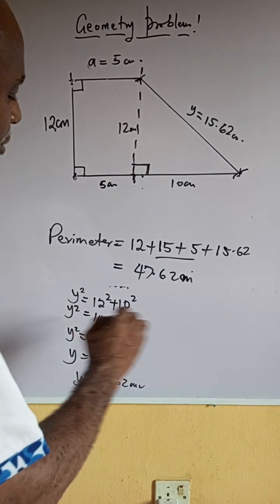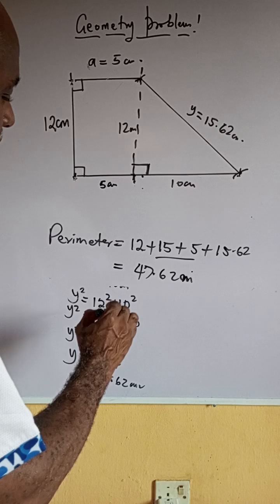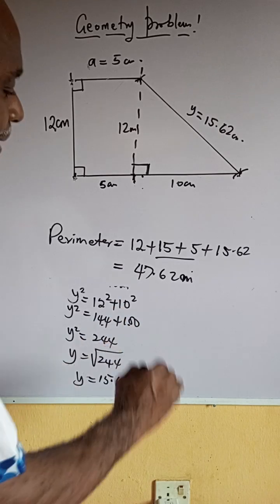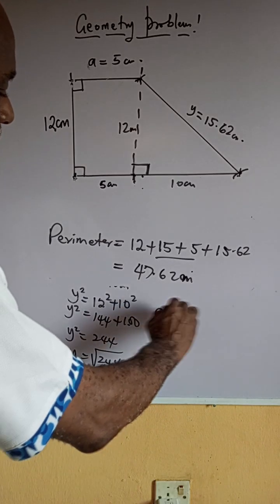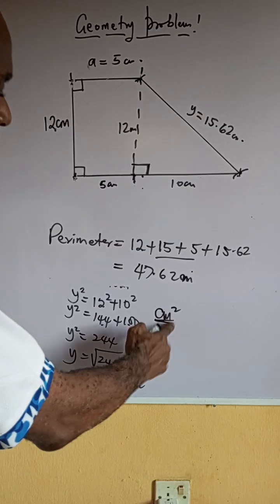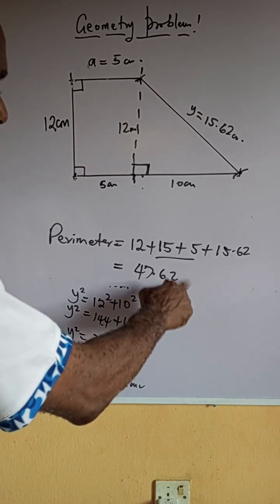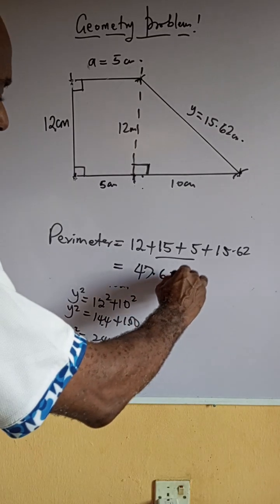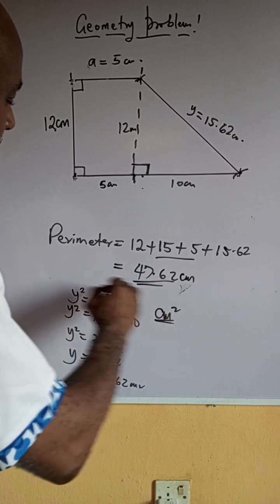centimeter and not centimeter square. It is when you are asked to calculate the area that you end it with centimeter square. But we are talking about perimeter here, so the unit is centimeter.